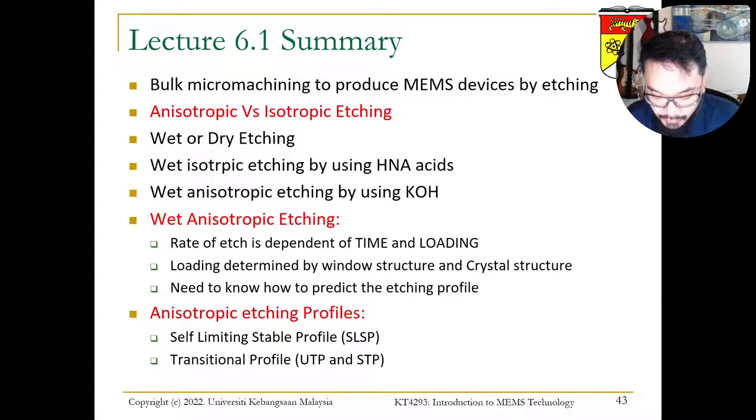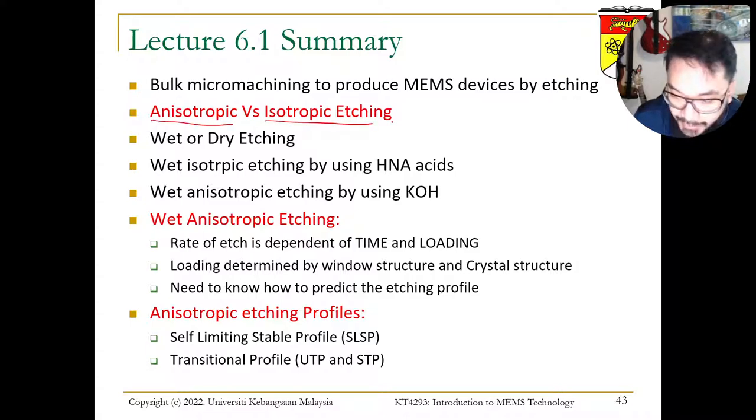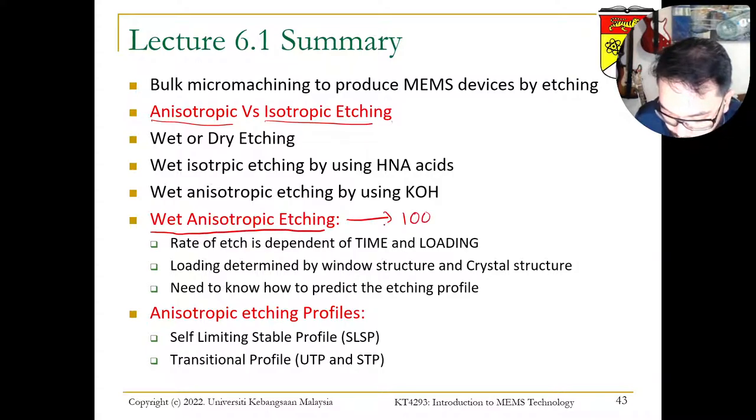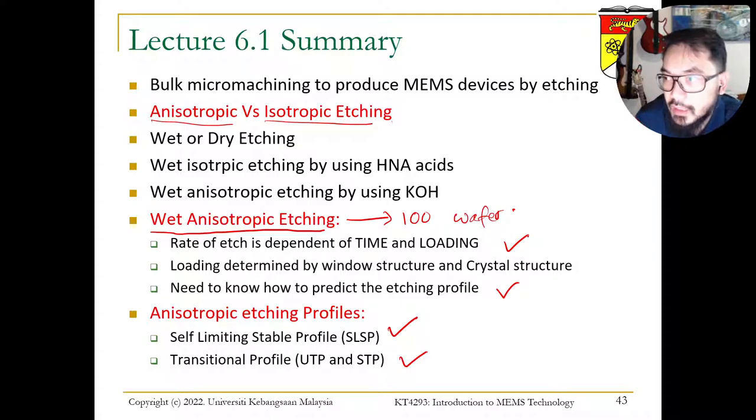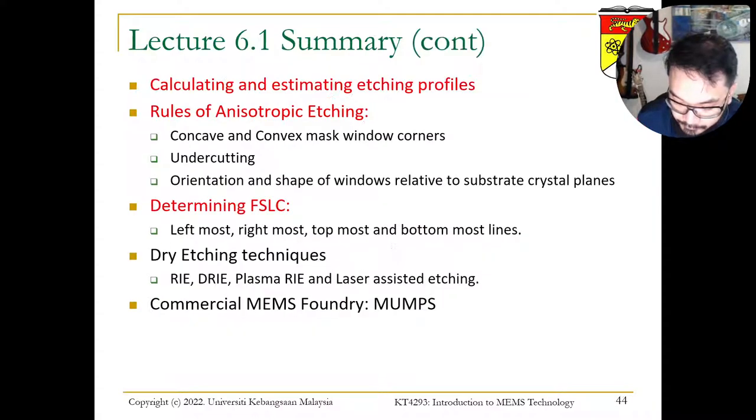Okay, so that's all for this lecture. The most important thing just now is understanding the difference between wet and dry etching, anisotropic and isotropic etching. And then we looked in great detail at wet anisotropic etching of the 100 wafer, and we determine all this to control the resulting profile of our etching. And then the rules as well. So these are the important ones.